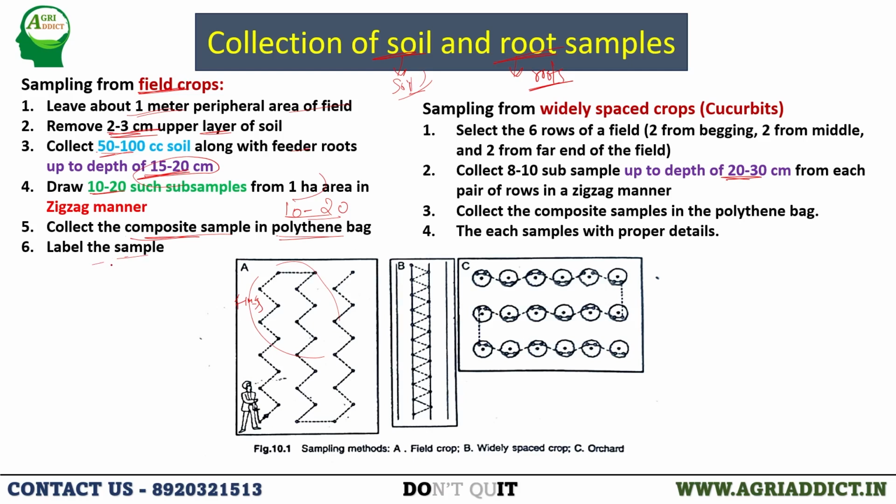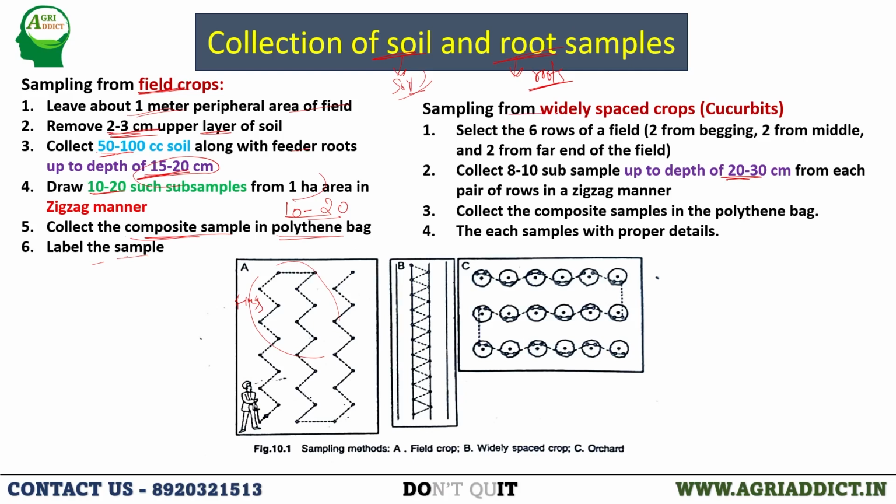After collection, you have to label the sample. The label may comprise the sampling site, sampling size, sampling number, or the host plant from which you have collected, the farmer's name, or any symptoms if present, which you can note down also. Like this, the samples have to be collected from the field crops.